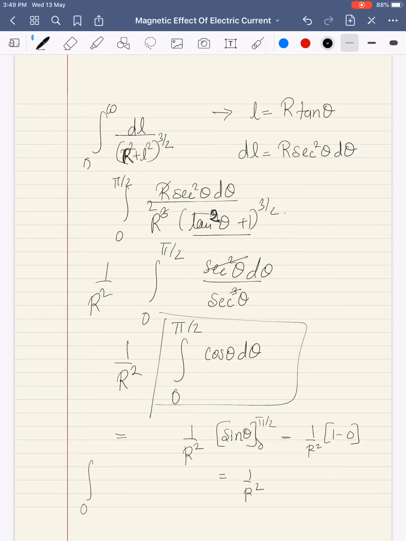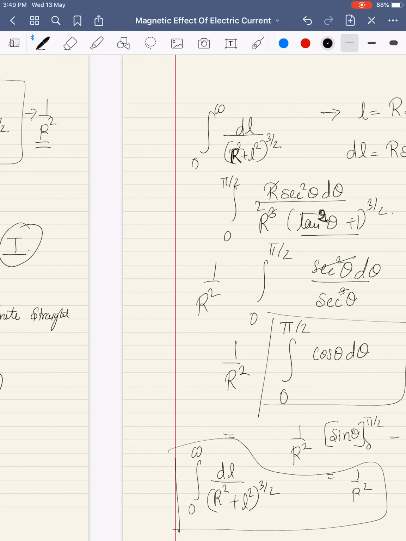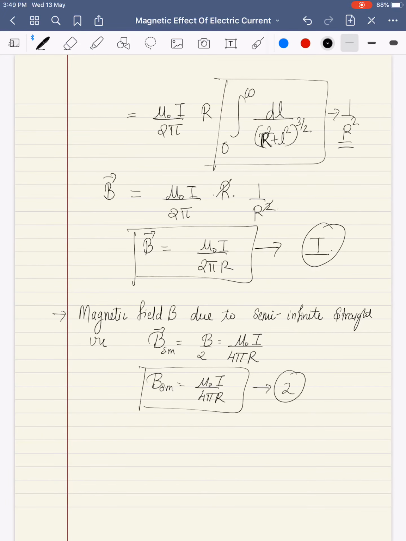So that is why we say integration of 0 to infinity dl upon r square plus l square whole raised to 3 by 2 is 1 upon r square. Getting it clearly? You do not need to do that derivation; you have to directly write that integration 0 to infinity dl upon r square plus l square the whole raised to 3 by 2 is 1 upon r square.